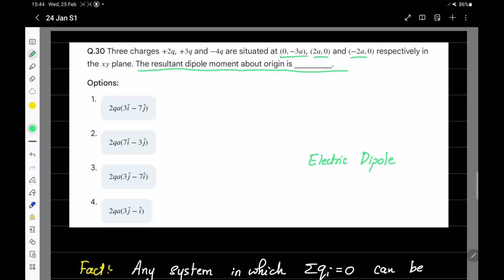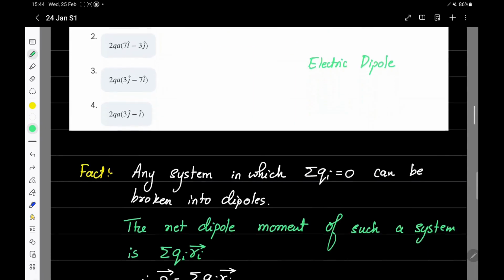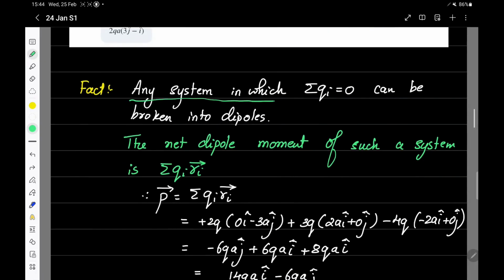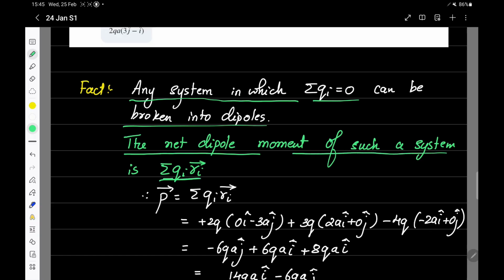Now this question is very unconventional because actually dipole moment is only defined for a system of net zero charge. So if you check out the net charge of this system, it's not zero, it comes out to be +q, right? But still, for any system which has net charge 0, you can break it into dipoles, and the net dipole moment of such a system of charges can be calculated as sigma qi ri vector. So if you add the product of charge and position vector of the charge with respect to origin for all the charges in the system, you get the dipole moment.